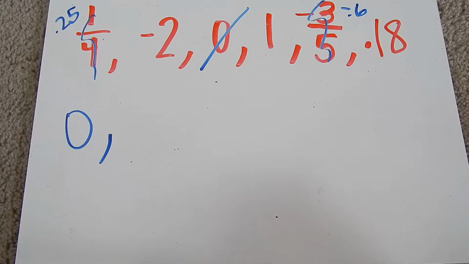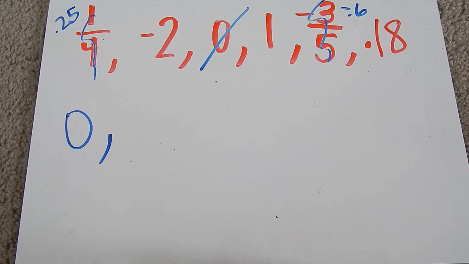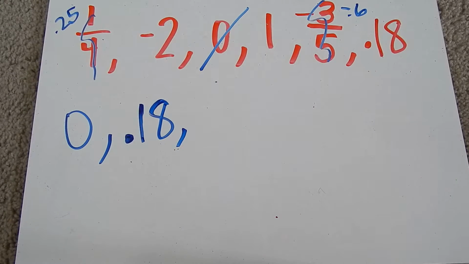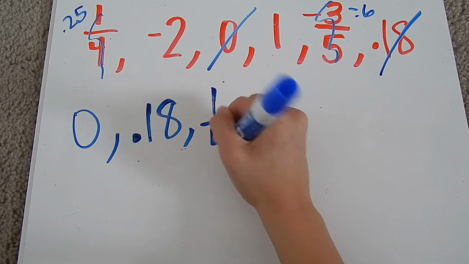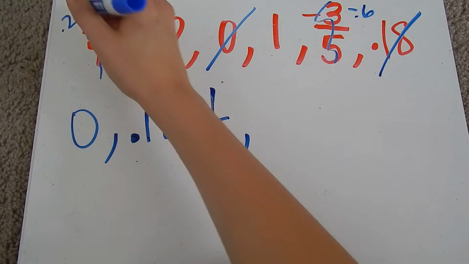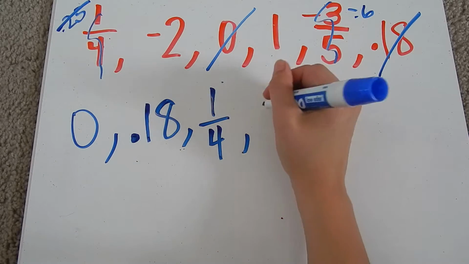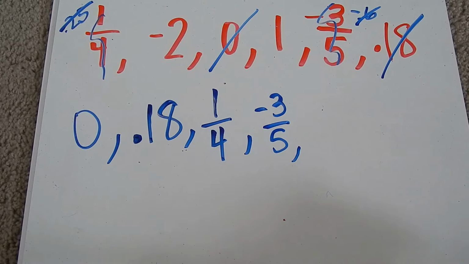What number will come next? Again, ignoring the negative sign. So the next closest number to 0, or the least number from these numbers we have here, is this 0.18. That's the next smallest number. Then from there, my next smallest number is 0.25. And I'm going to write it how it was originally, 1/4. And I can cross that out. My next smallest number is this 0.6, which would be negative 3/5. And I can cross that one out.